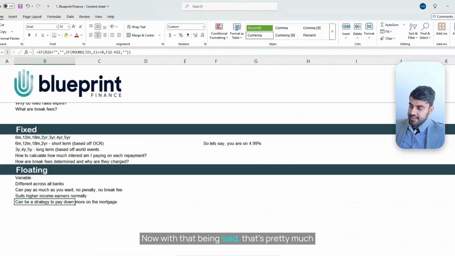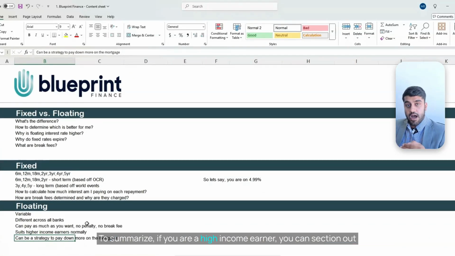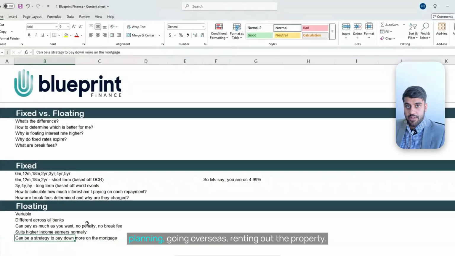Now, with that being said, that's pretty much a real quick summary on fixed versus floating. To summarize, if you are a high income earner, you can section out the mortgage to put a little bit on floating and dump it really fast. Banks do allow up to 5% of the loan balance to be a lump sum payment that can hit directly the principal. If you are paying it off based on a fixed loan, we have a lot of different strategies we apply for different clients, depending on their life situation. If they're family planning, going overseas, renting out the property, looking to get into business, anything like that, your mortgage structure should reflect those changes.